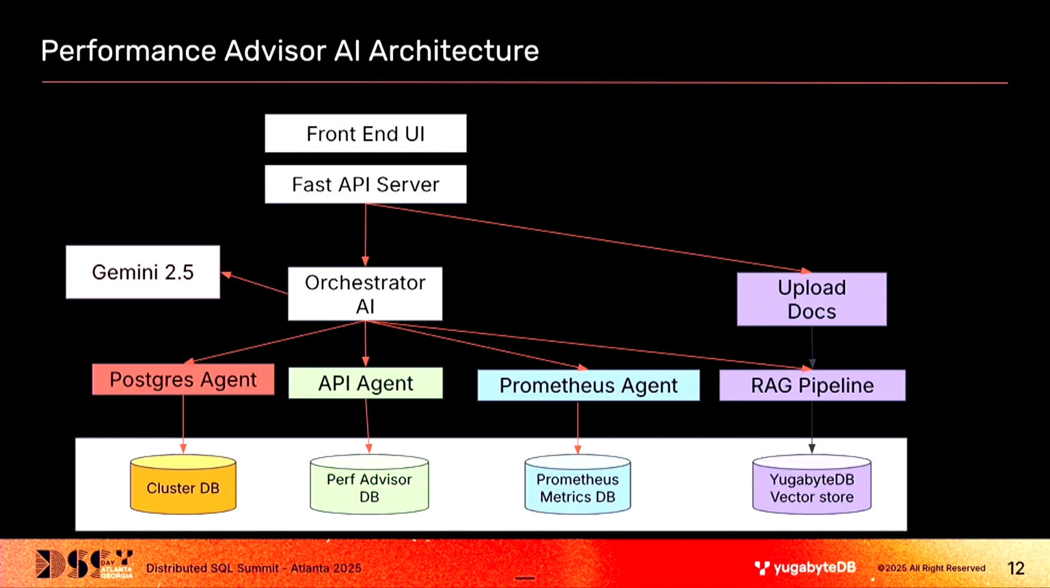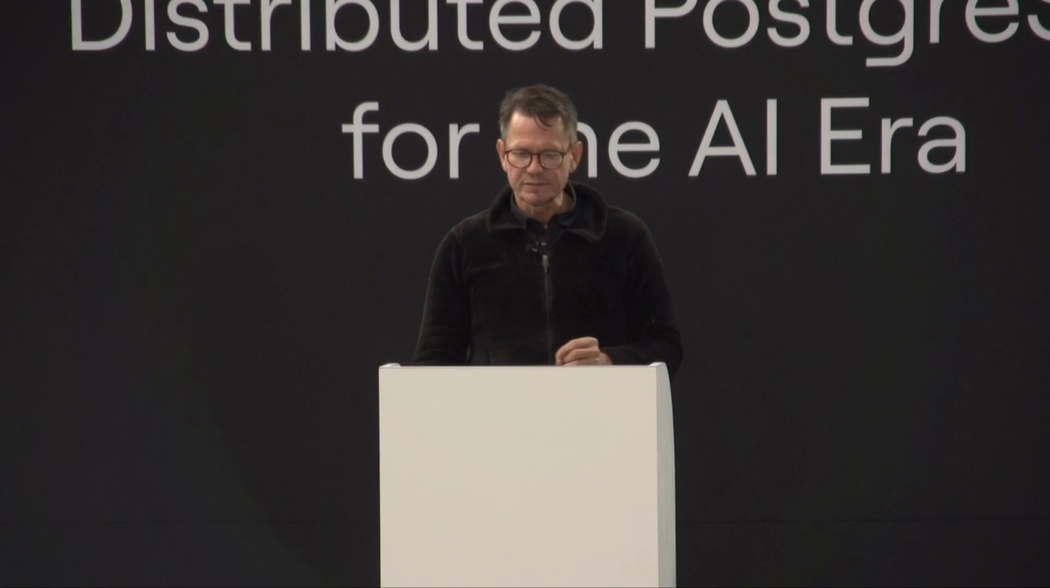So we have metrics and information in other sources. Performance Advisor is running all the time. It's doing automatic anomaly detection, so we have that anomaly information in the Performance Advisor database. We're collecting time series metrics, and those are available in a Prometheus database. And then we ingest documentation. We vectorize it, and it's available in a RAG pipeline. So the orchestrator can come in and decide which one of these agents it wants to use. Often it uses multiple of these agents to answer the question. And all this is being handled by Gemini 2.5 right now. We want to build in an option where you can change models if you want.